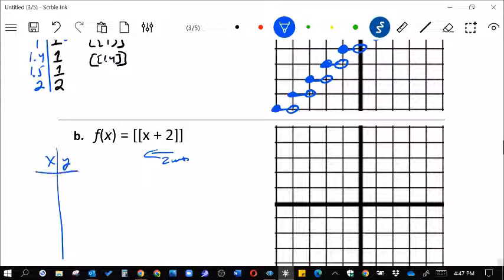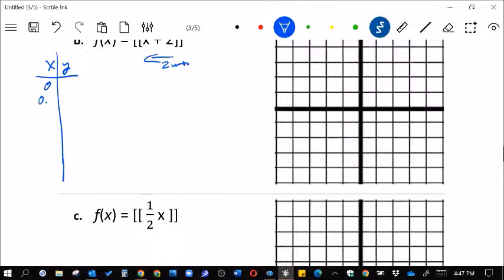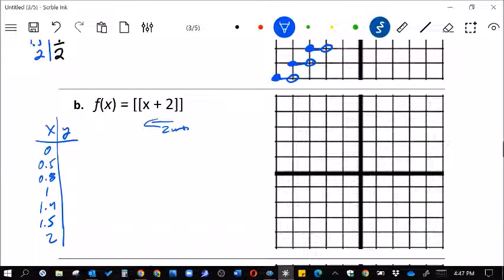XY. And I will do the same values here: 0, 0.5, 0.8, 1, 1.4, 1.5, and 2. So if I put a 0 in here, 0 plus 2 is 2. If I put a 0.5 in here, I get 2.5, but the 0.5 part's not included. We just revert back to the integer. I get a 2.8 for the next one, but it reverts back to 2.